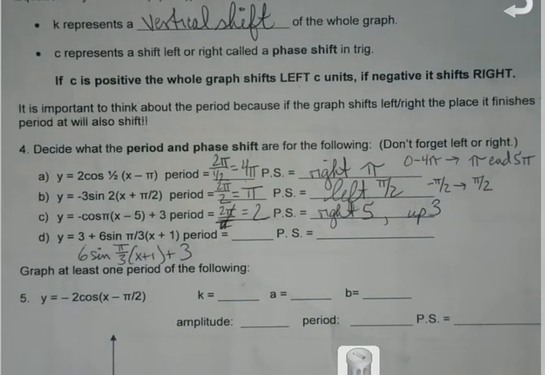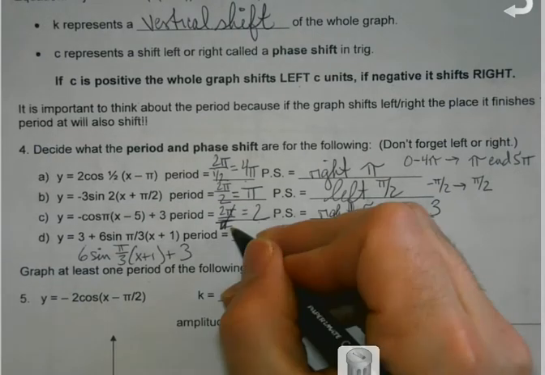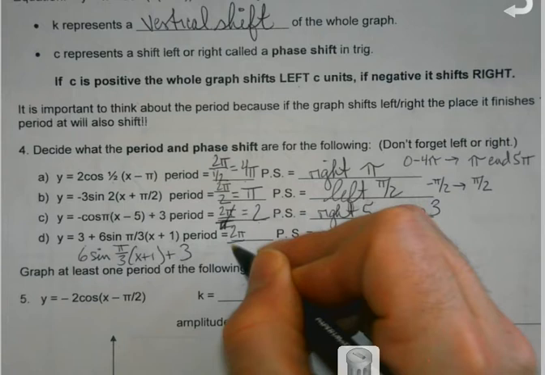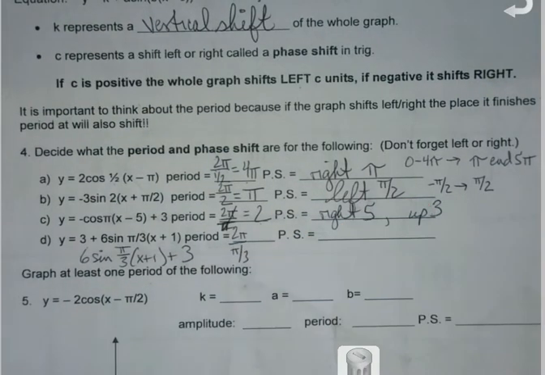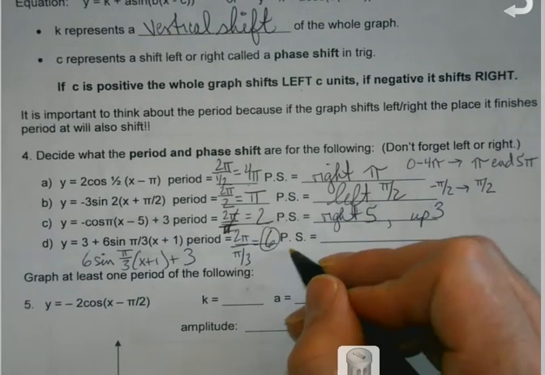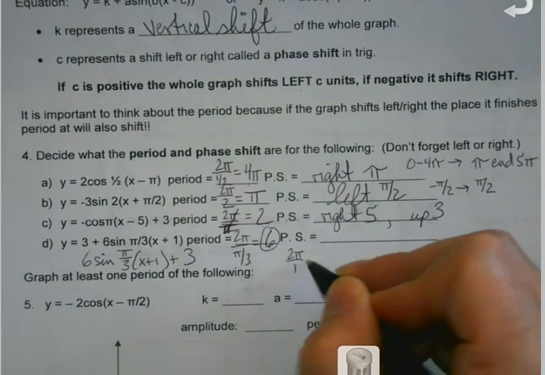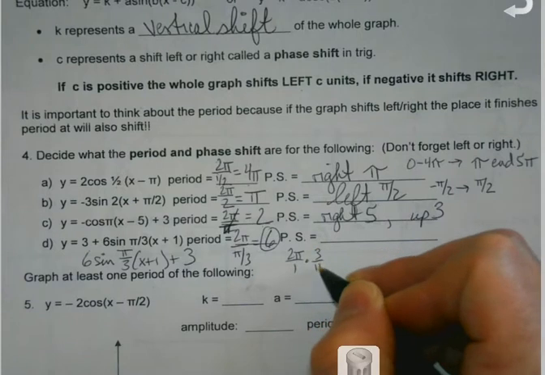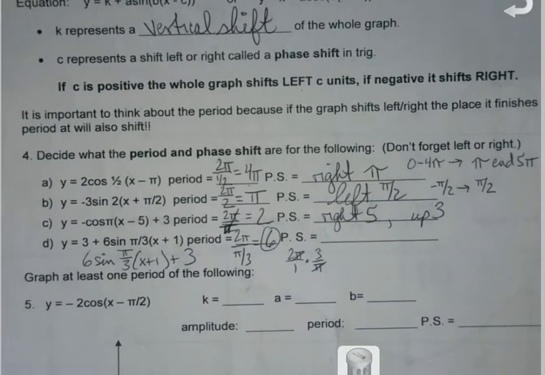Okay, let me change the question a little. What's my b value on this going to be? Pi over 3. So I'm going to have 2 pi divided by pi over 3, which would be 6. Because again, if I took 2 pi and divided by pi over 3, it's the same as multiplying by 3 over pi. The pi's cancel, and I've got 2 times 3 or 6.